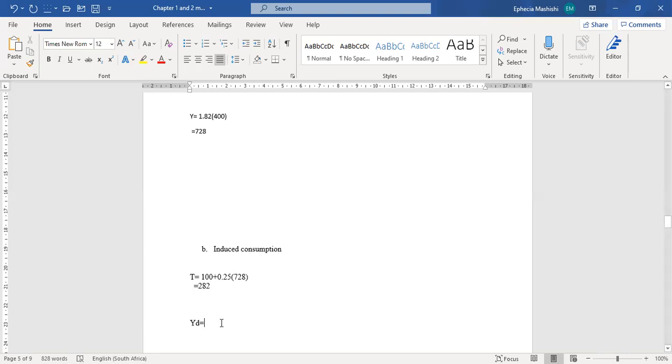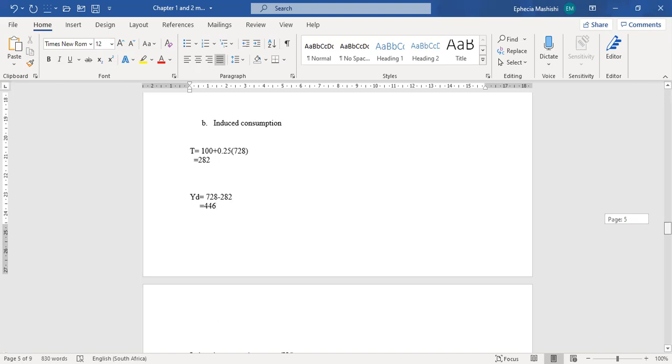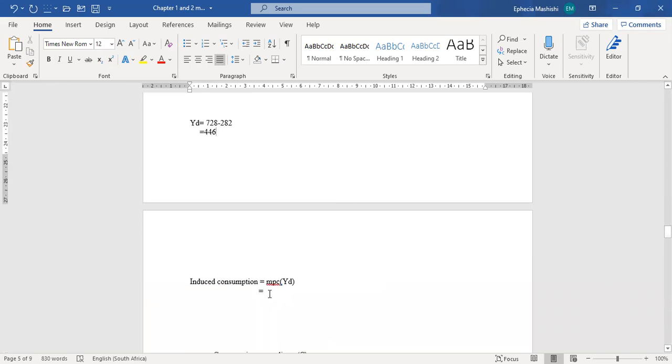Now that we have tax, we can calculate our disposable income. Our disposable income is our equilibrium income, 728, minus 282 tax. 728 minus 282, and we get a solution of 446 for disposable income.